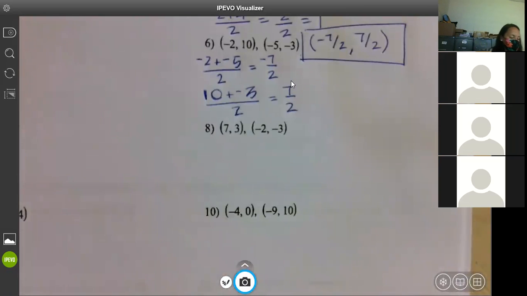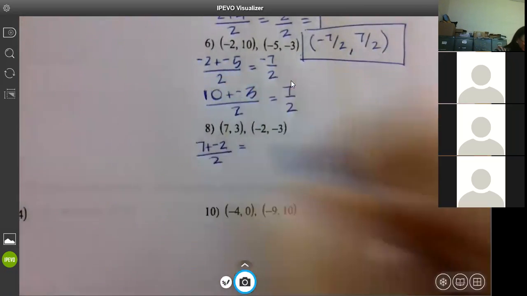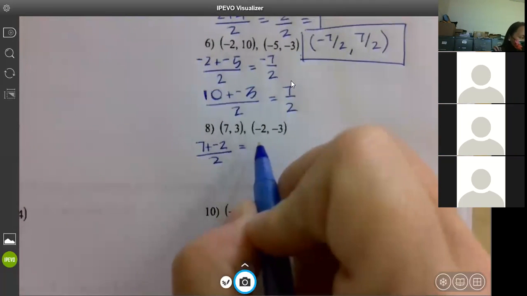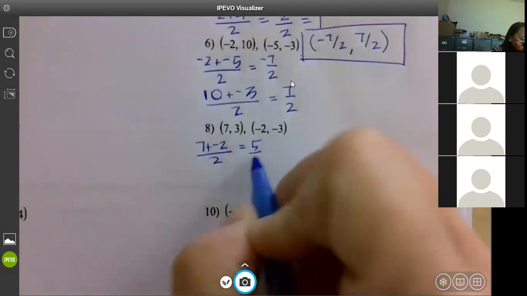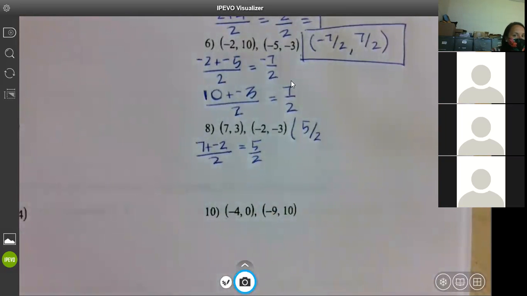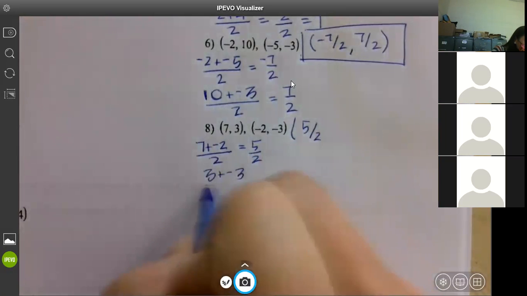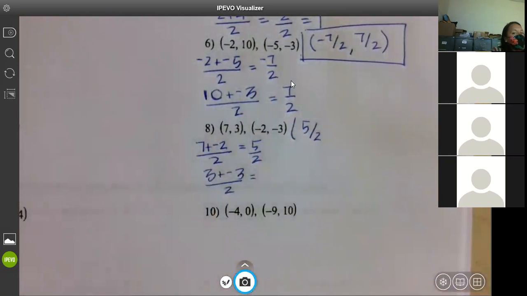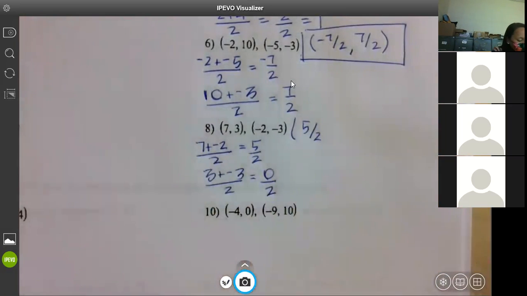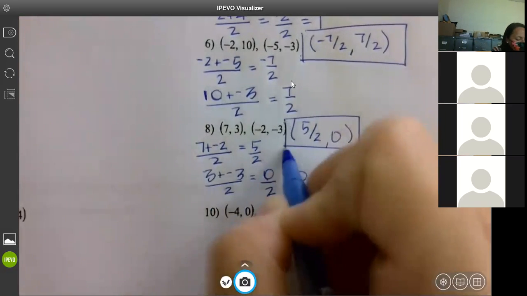What are your two x's? We're going to add them, divide by 2. 7 plus -2. Try again. 5/2. Will not reduce. That's the first part of your midpoint. Your two y's, be careful on this. 3 plus -3 divided by 2. What is 3 plus -3? What is 0 divided by 2? It is 0. There's your midpoint.